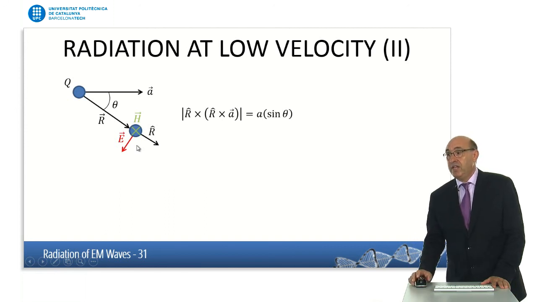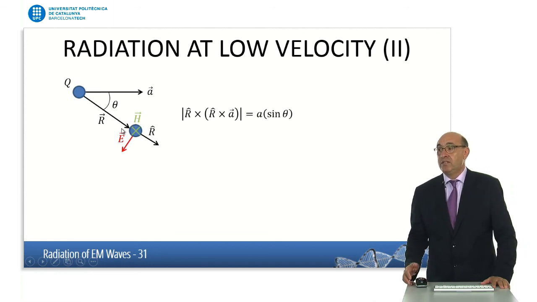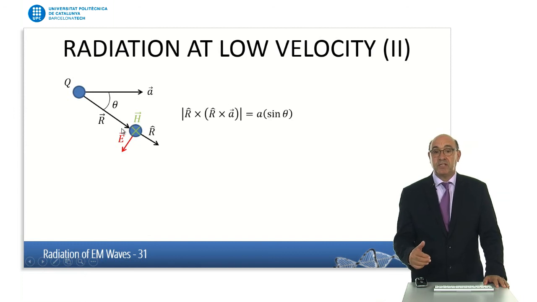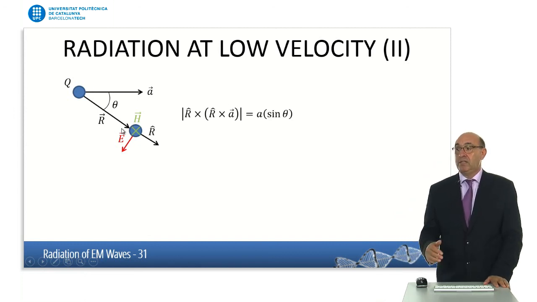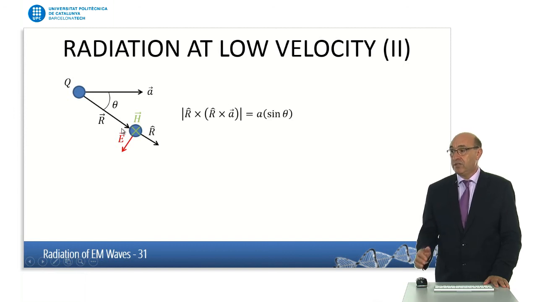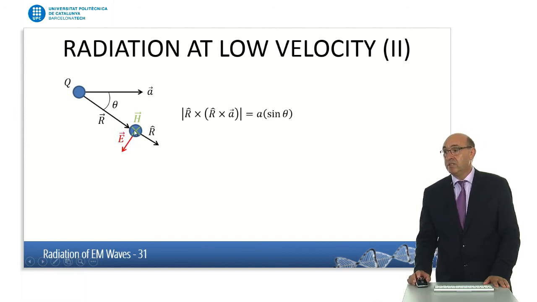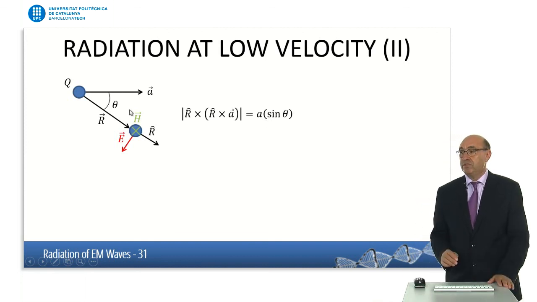Then we have an electric and a magnetic field that are orthogonal to one another and to the direction of propagation. This is why this wave is called transversal, because the electric and the magnetic field that are combining and oscillating in synchronism are pointing in those two orthogonal directions. When you write this double cross product, at the end you just get the acceleration times the sine of this angle. This is a simple expression.